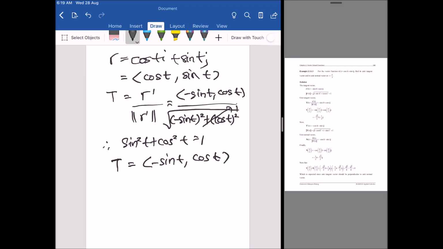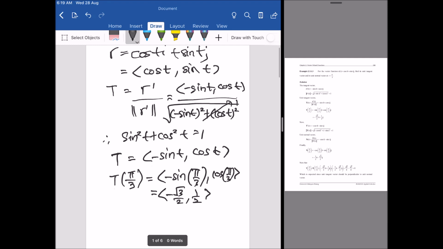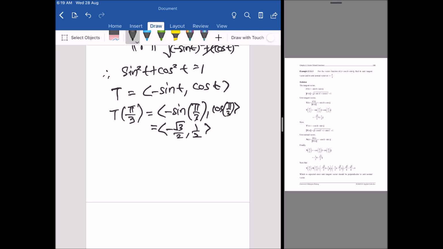If you still remember, the question asks you to find the unit tangent at time t equals pi over 3. So we just substitute the value of t by pi over 3. If you use your calculator, you will get this answer. Next, we will solve for the unit normal vector, which is N.